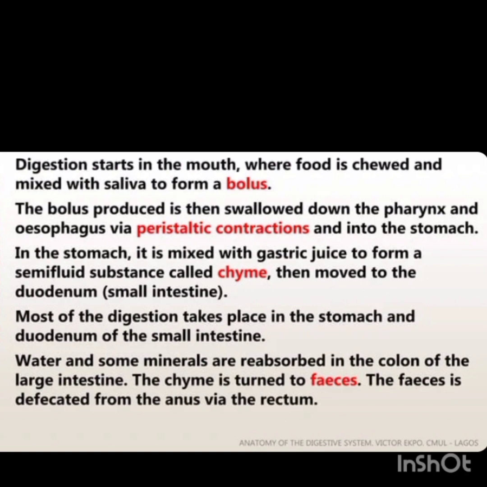which has three parts: ascending, transverse, and descending colons. There a large amount of the water and minerals are absorbed. So the chyme is turned into feces. This feces is also called motion. The feces is defecated from the anus via the rectum. This is the digestion process.